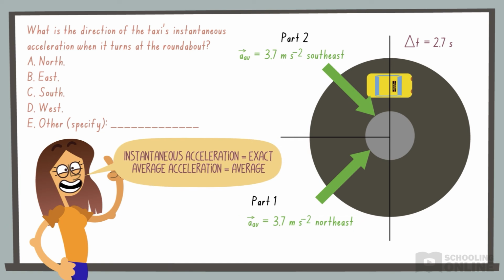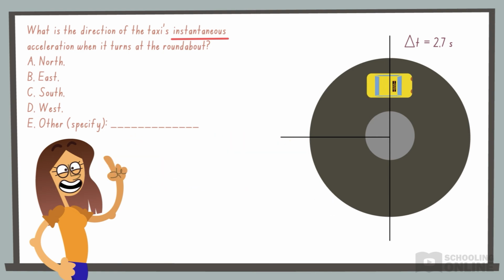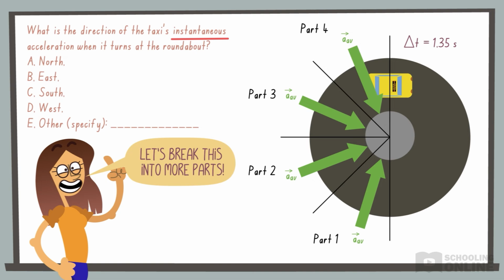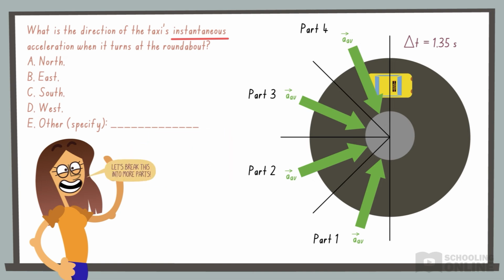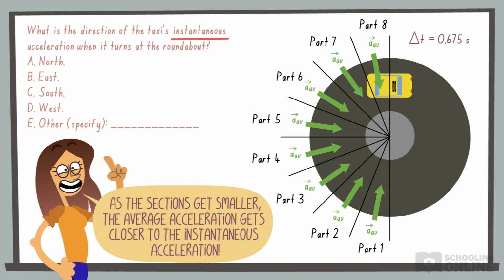However, our goal is to find the direction of the instantaneous acceleration. This might be different to the average acceleration because an average is not always accurate. To get a more accurate answer, we need to break the turn into many small parts. As we increase the number of parts and decrease the time interval, the average acceleration gets closer to the true value for the instantaneous acceleration. The correct answer is that the taxi accelerates towards the centre of the roundabout.